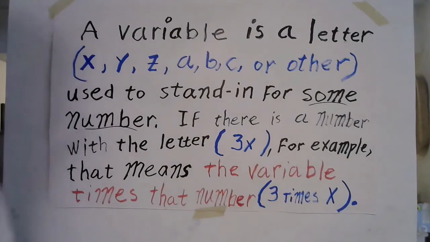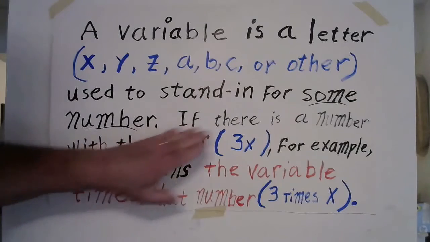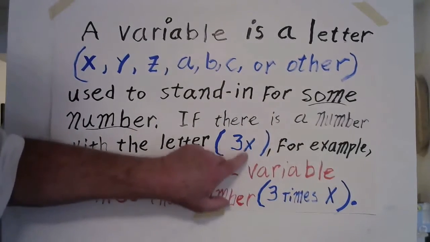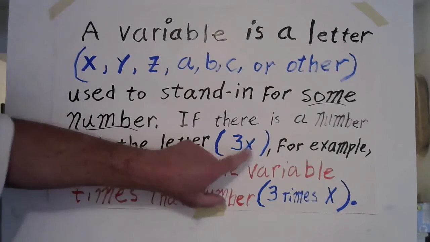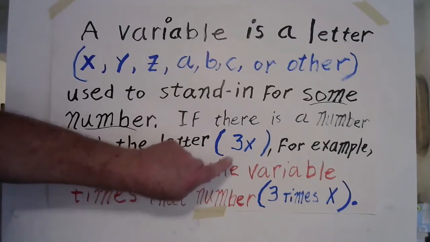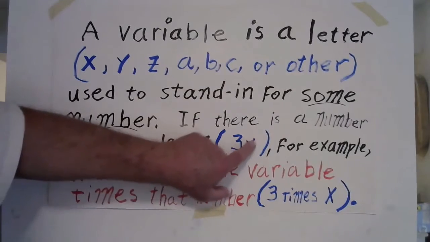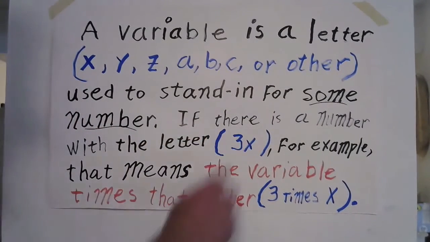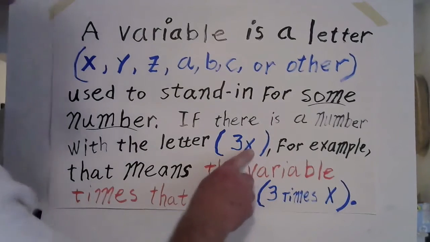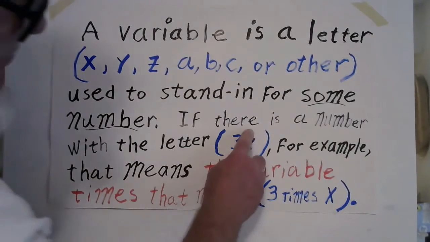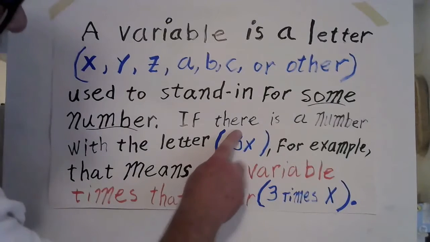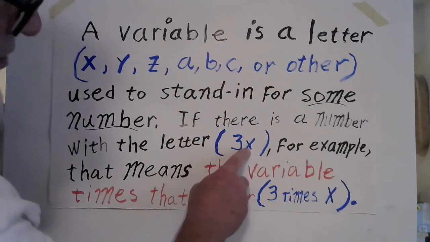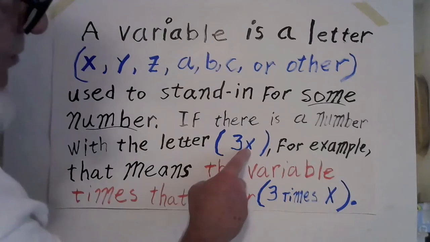But if there is a number with the letter, 3x, this means that it's x times 3 or 3 times x. The x doesn't mean times anymore. The x represents a number. It might be 5. If we discover in our work with the problem that x is equal to 5, then we will know that 3 times x is 3 times 5, which is 15.